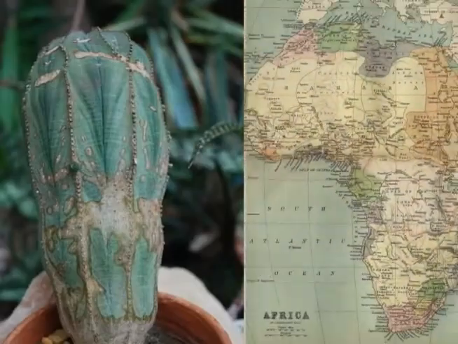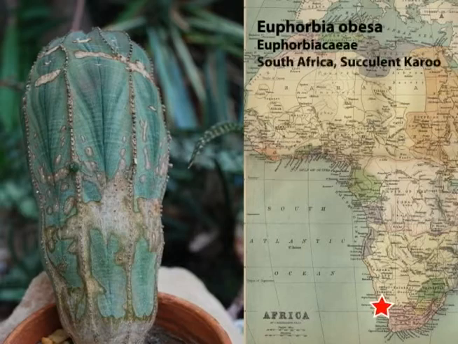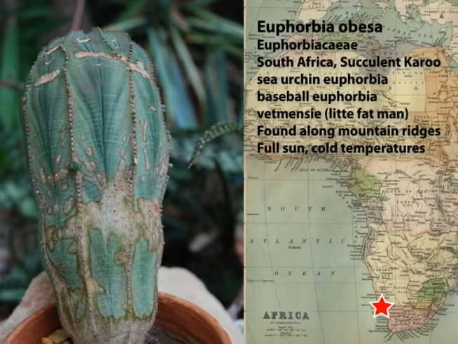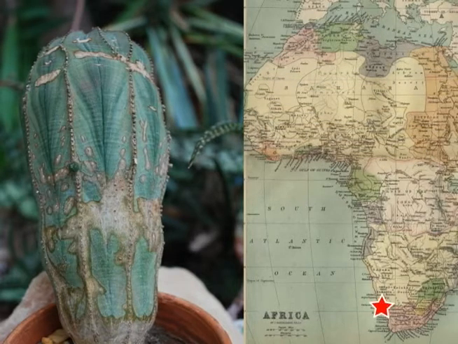The first plant we will use is from the succulent karoo of northwestern South Africa. This is the baseball euphorbia, Euphorbia obesa, known in Afrikaans as the vetmensie, or little fat man. It is found along high ridges of this mountainous area and grows well in open sun. It can often be quite cold in these areas.